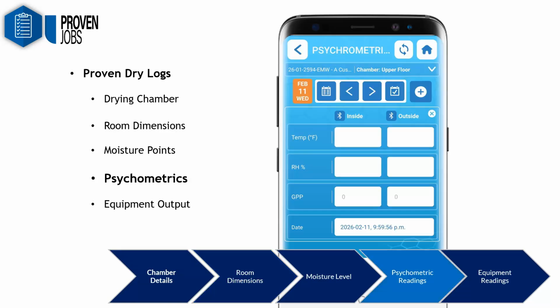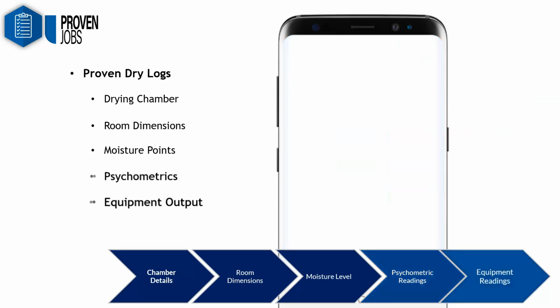Proven Dry Logs also supports multiple readings per day, which is useful when conditions are checked more than once or when equipment adjustments require a follow-up reading. Readings can also be pulled from supported Bluetooth devices, such as that Tramex Moisture Reader, in order to import those into the temperature RH calculations on the inside and outside psychrometric readings.